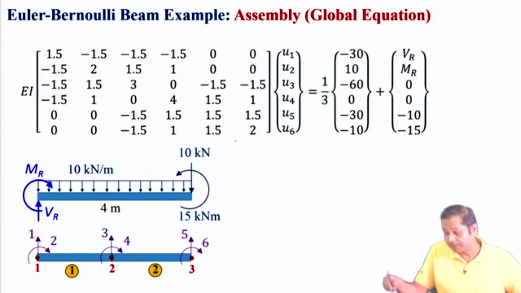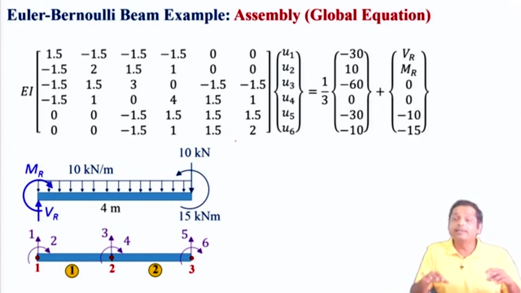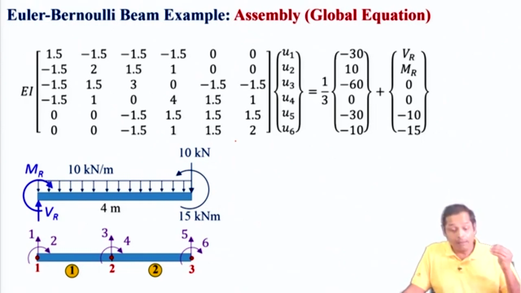Finally, the equation is this. Still, we cannot solve this equation. We need to provide some constraints. Otherwise, if we try to find the determinant of this global stiffness matrix, it will be 0. It is a singular matrix. We have to provide some constraints. And what are the constraints we have in this problem? At node number 1, we have a fixed support.